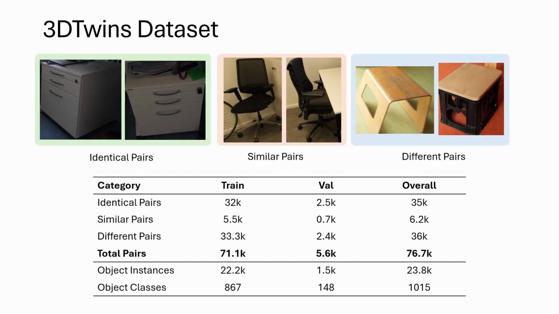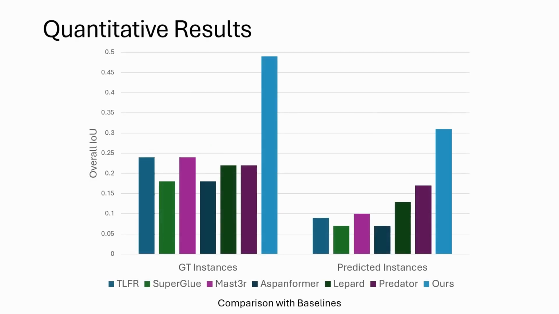To support this task, we created the 3D Twins dataset, which contains 76,000 pairs of identical, similar, and different objects and their views derived from ScanNet++ scenes. We compare Lookalike3D against image matching and point cloud registration baselines. Our method significantly outperforms all baselines on both ground truth and predicted instances.